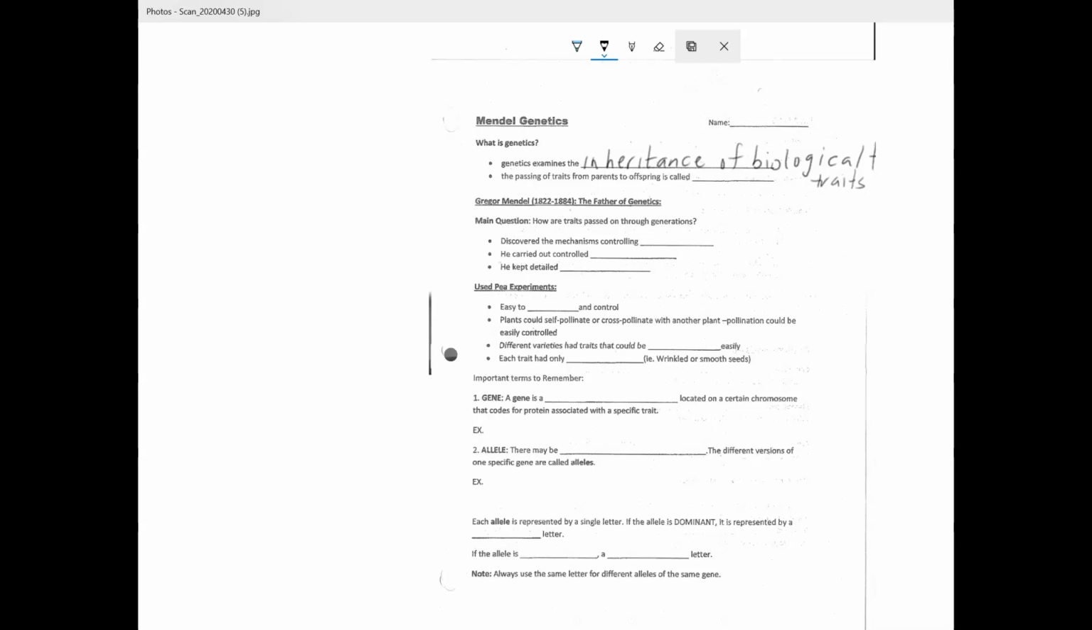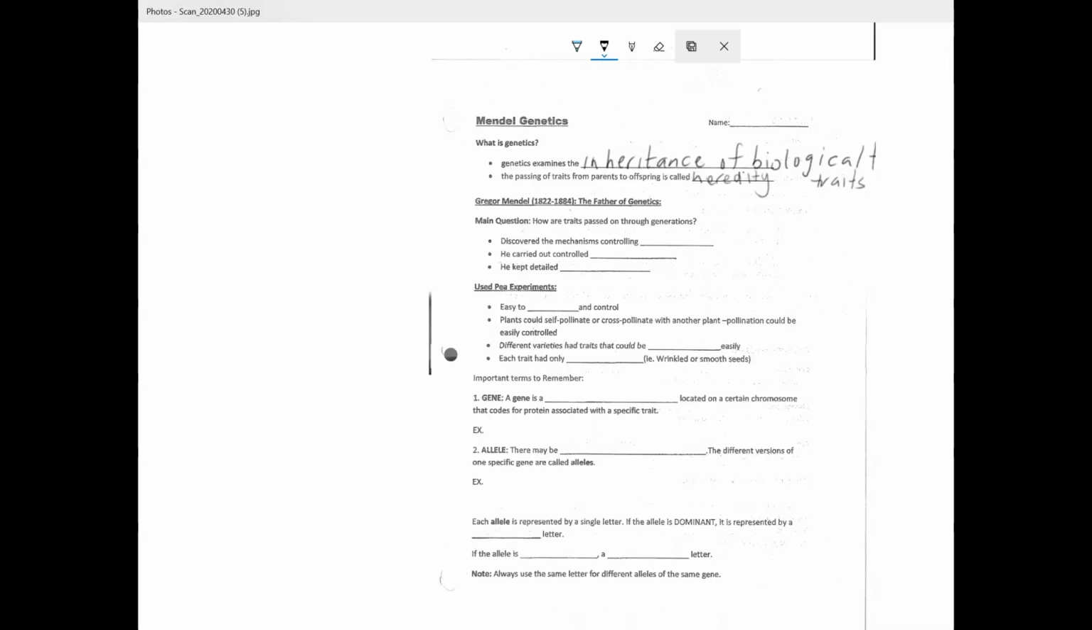Okay, and the passing of traits from parents to offspring is called heredity. This is going to be awkward, but I'm going to try and write as much as I can properly.